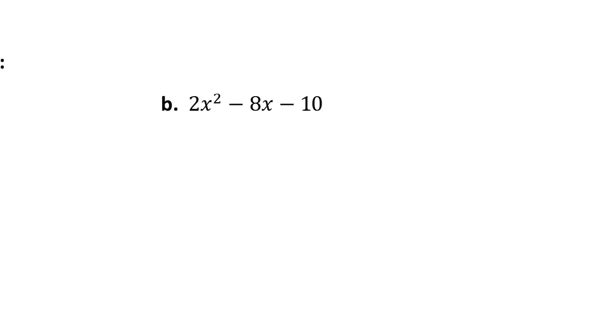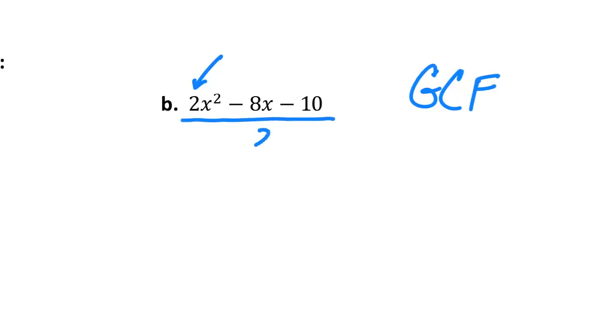All right. What do I look for first? Here we go. What do I look for first? GCF. Do I have a GCF? What's your smallest coefficient? 2. Does 2 divide into 8 and 10 evenly? What kind of numbers are 2, 8, and 10? They're all even. So yes, 2 will divide into it. So 2 is your greatest common factor.